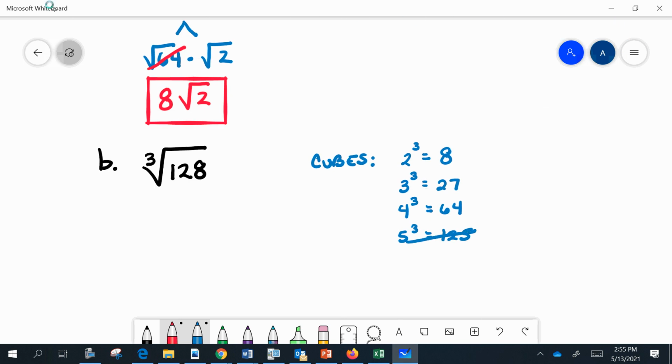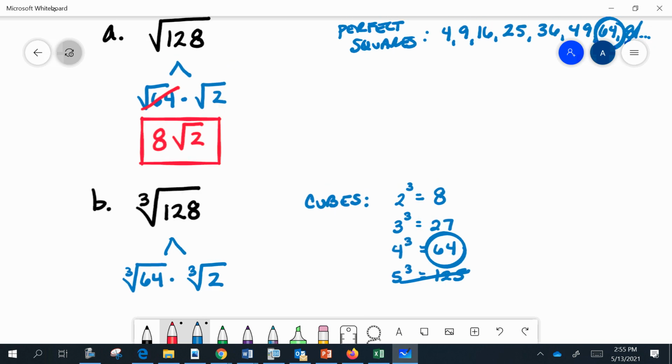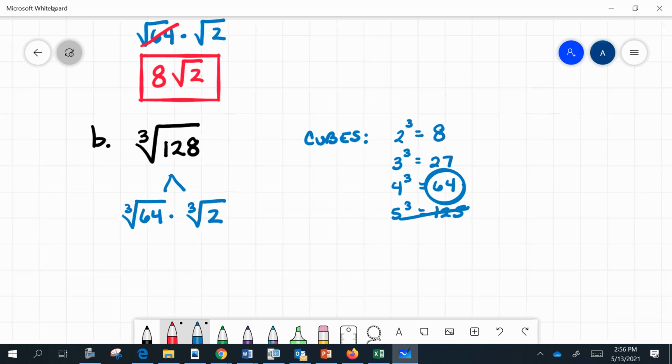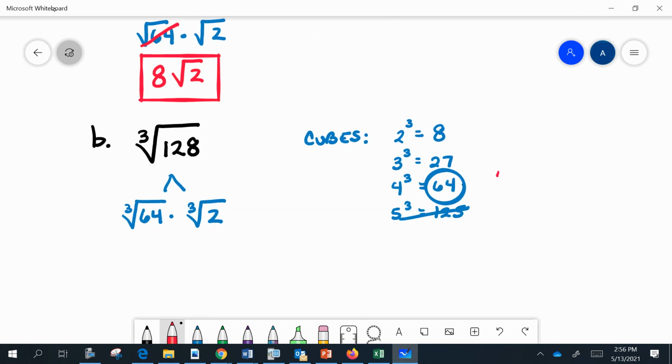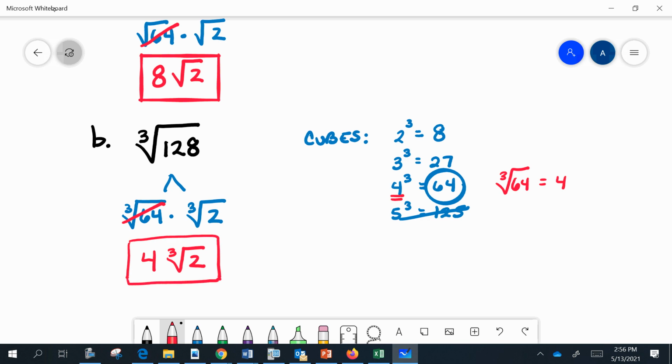So when I look at my list, 125 doesn't work, but I see right here, as we saw in part A, that 64 goes into 128. So when I split this, it's the cube root of 64 times the cube root of 2. Now it's really important here that we make sure we put the index number because it's going to simplify differently than it did in part A. Since 64 is a perfect cube, when we take the cube root of 64 and go backwards, that will give us the whole number 4. So this is the whole number 4 with a cube root of 2 left over. You can see how that answer changes based on how I change the root.